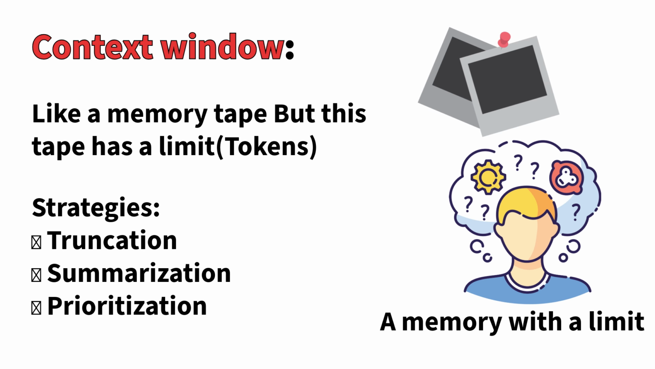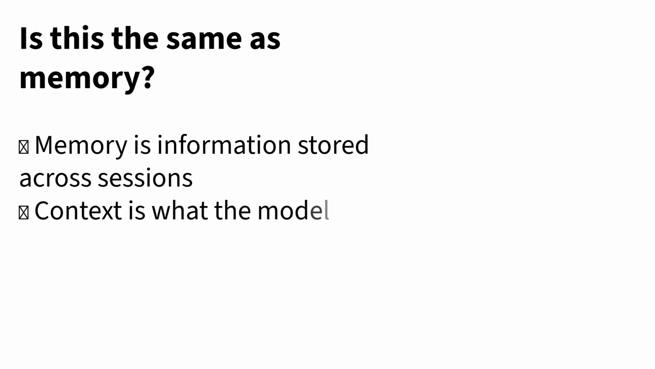Truncation chops off the oldest messages. Summarization compresses past chats into a summary. Prioritization keeps only important messages. The Model Context Protocol decides what gets kept, compressed, or dropped. This makes sure the AI doesn't forget critical things too early or waste space on random small talk from 20 messages ago.